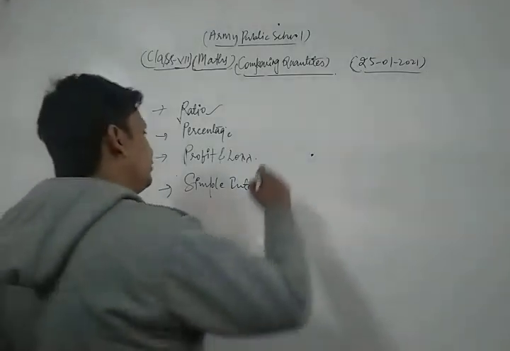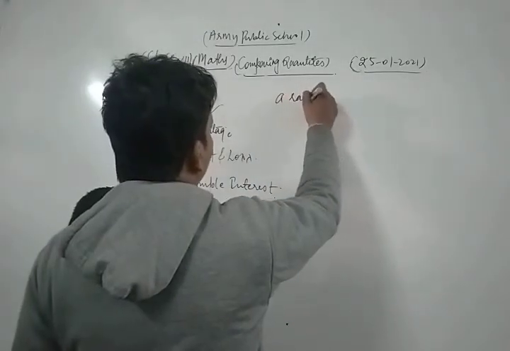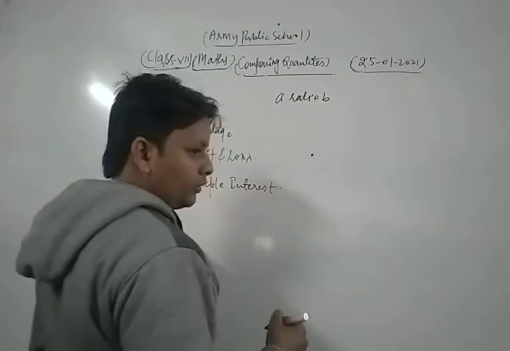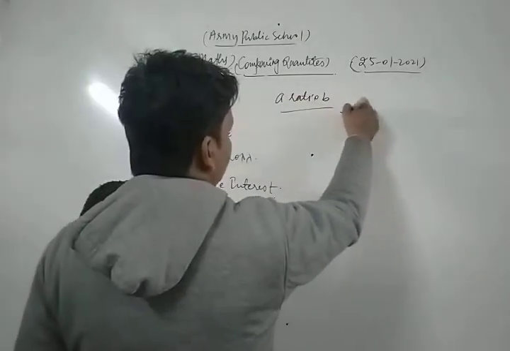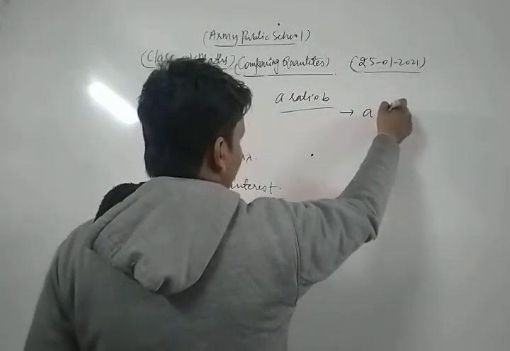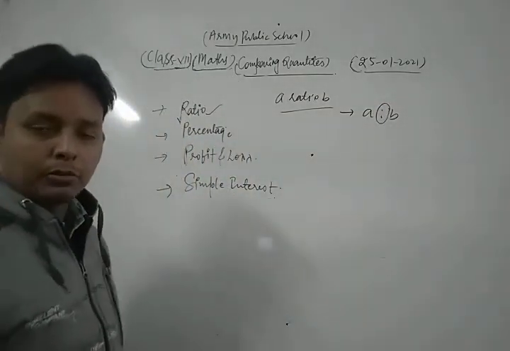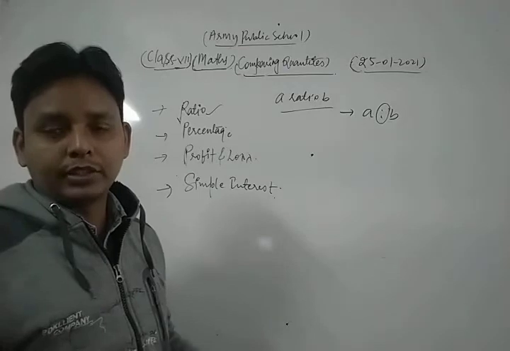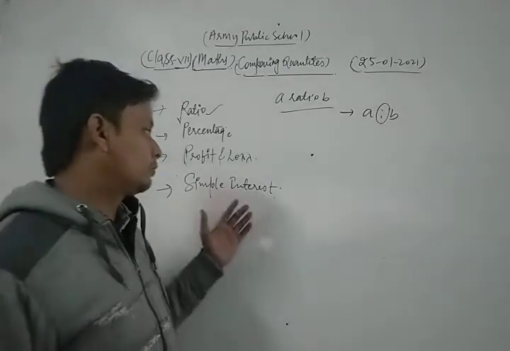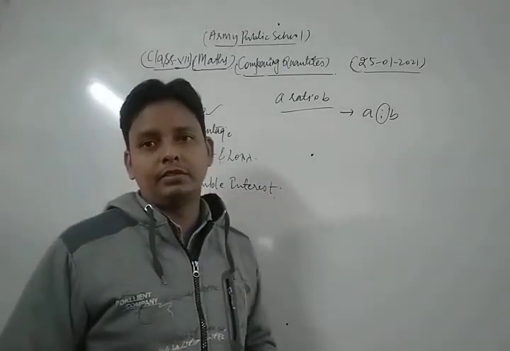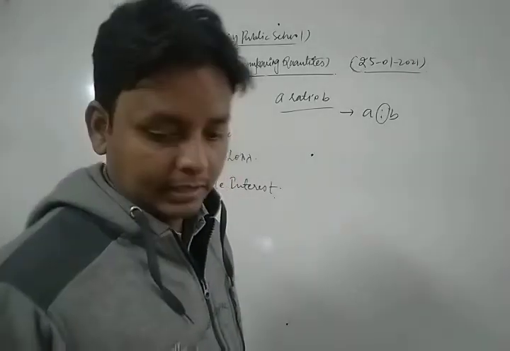Dear student, if we write a ratio b, then what is the meaning of that? A ratio b means A is to B. So this is the symbol of ratio. Now let's see some important questions based on ratio. Then we discuss questions based on percentage, then profit and loss, and then finally simple interest, one by one. Let's see.